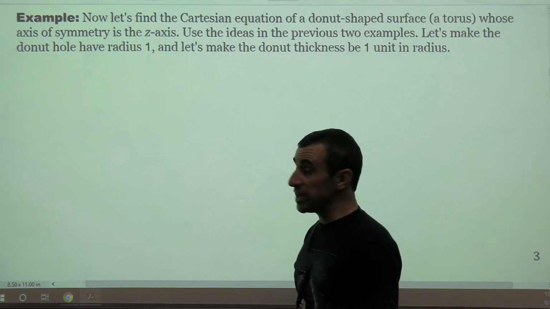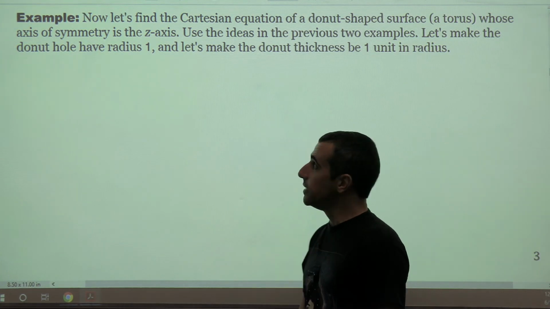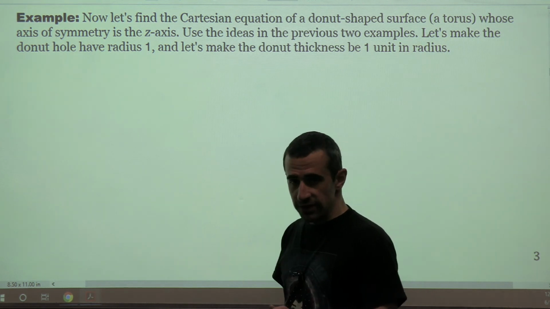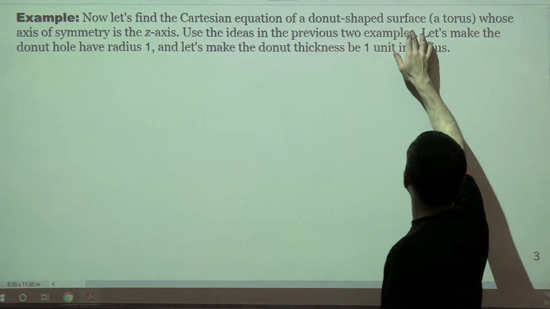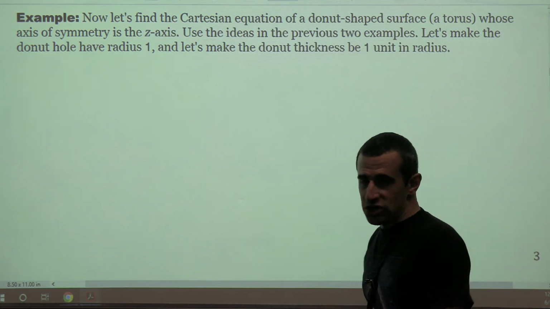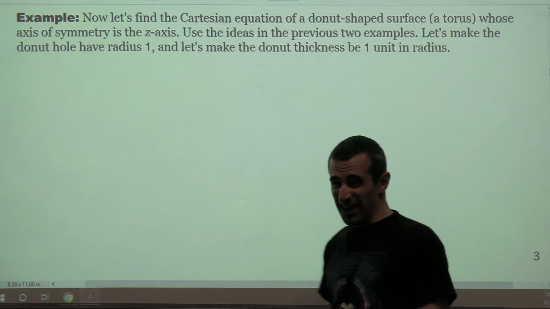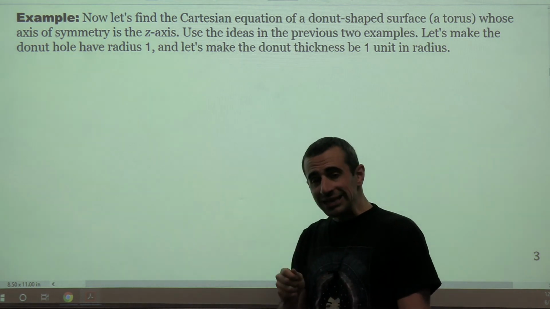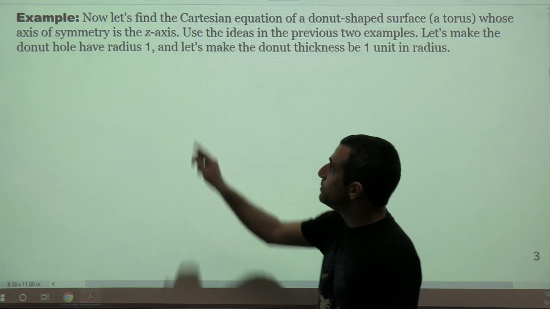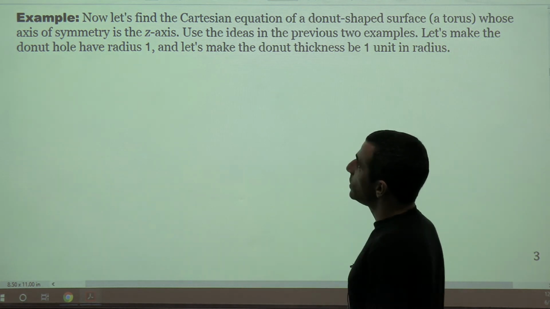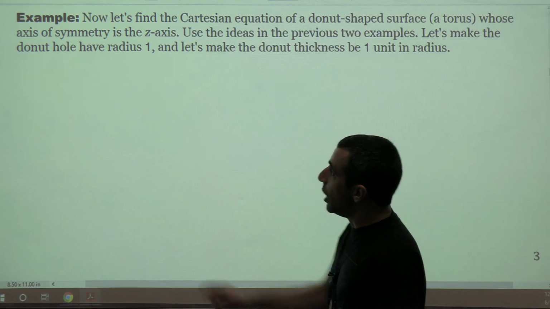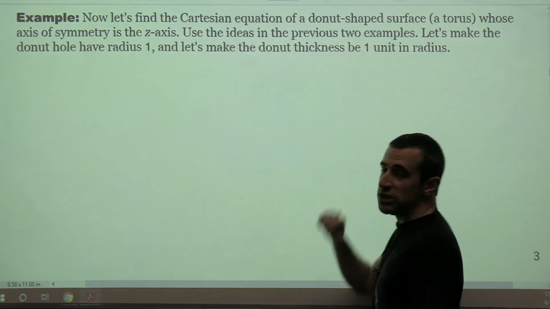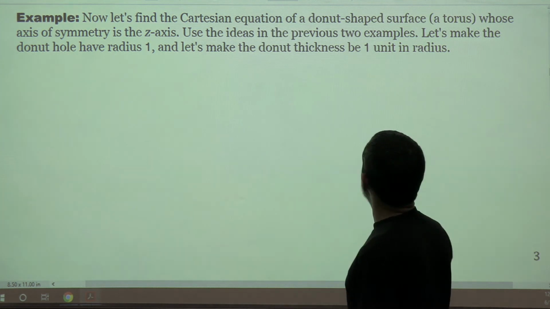All right, so now let's see if we can use these ideas that we've developed so far to come up with the equation of a donut-shaped surface. So let's try to find the Cartesian equation of a donut-shaped surface. In mathematics, the donut shape is called a torus. So that's like a fancy name for a donut. And we want the axis of symmetry of the donut, the central axis, to be the z-axis. So let's start off by making the donut hole have a radius 1. And let's make the donut thickness be 1 unit in radius.